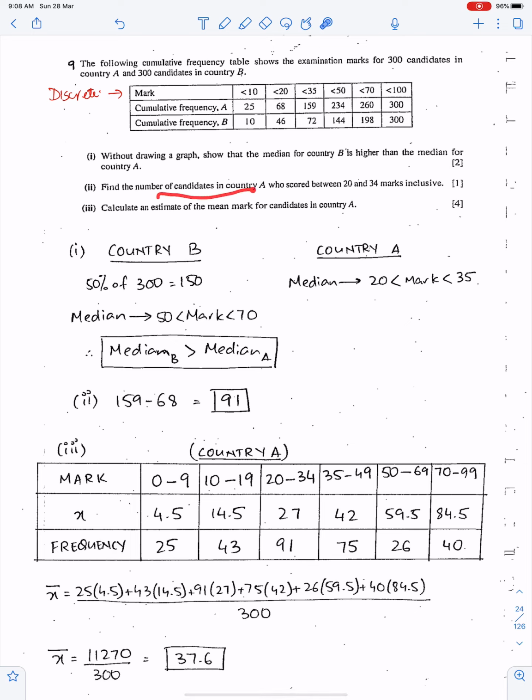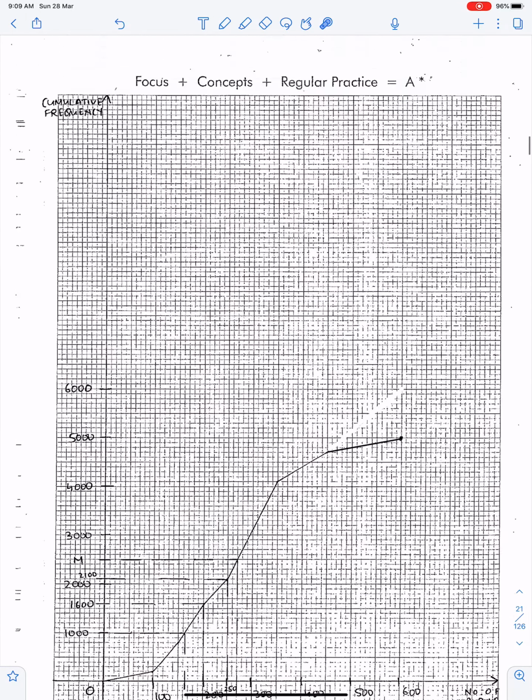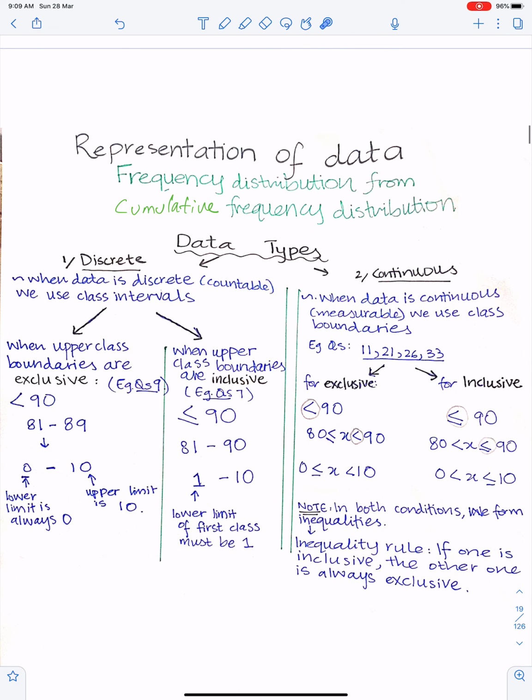Find the number of candidates in country A who scored between 20 and 34. So 20 and 34 means 159 minus 68, 91, and it's here. So we have done both the questions for discrete data. Now continuous. For continuous we have 11, 21, 26, 33. We'll do 2 questions. Number 1, 11.